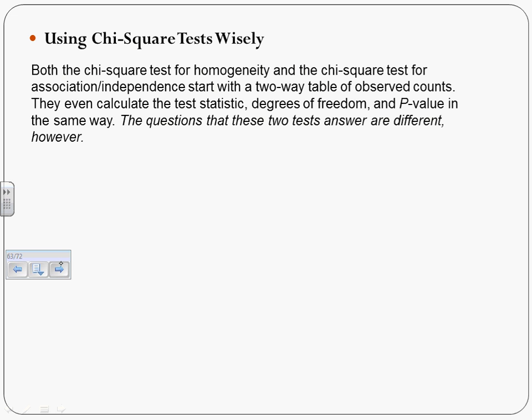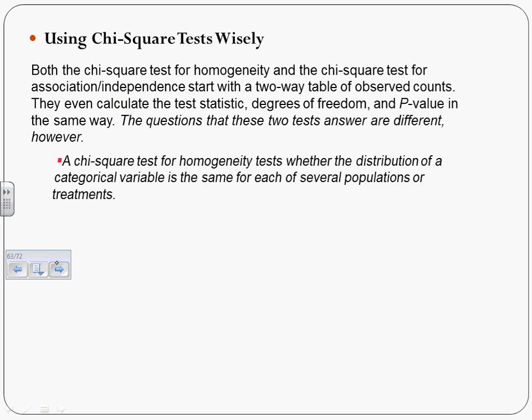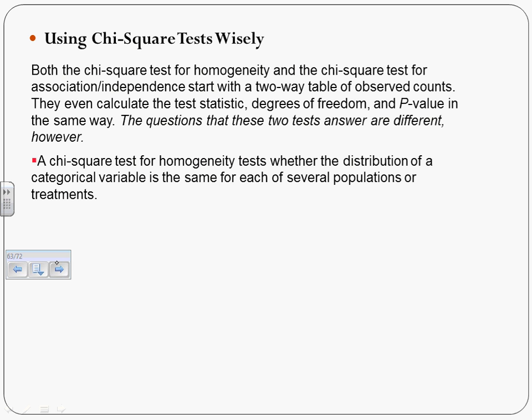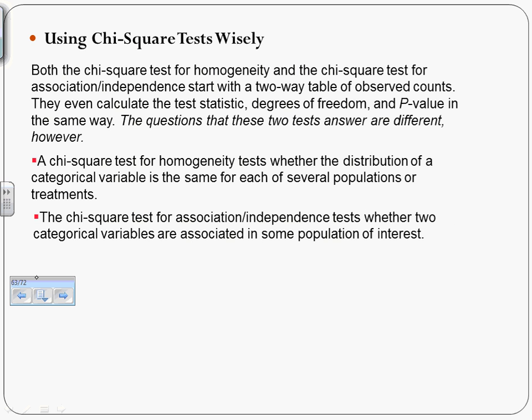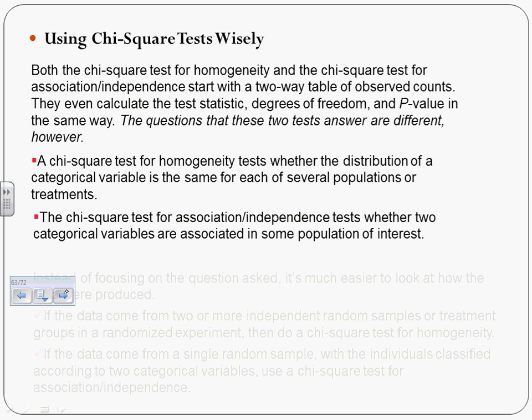All right, so both of the chi-square tests, the test for homogeneity and the test for association, start with a two-way table. So how do you know the difference, right? They even calculate the test statistic, degrees of freedom, and the p-value exactly the same way. So the questions that these two tests answer are what's the difference. Okay, so a chi-square test for homogeneity tests whether the distribution of a categorical variable is the same for each of several populations or treatments. Whereas the chi-square test for association or independence tests whether two categorical variables are associated in some population.